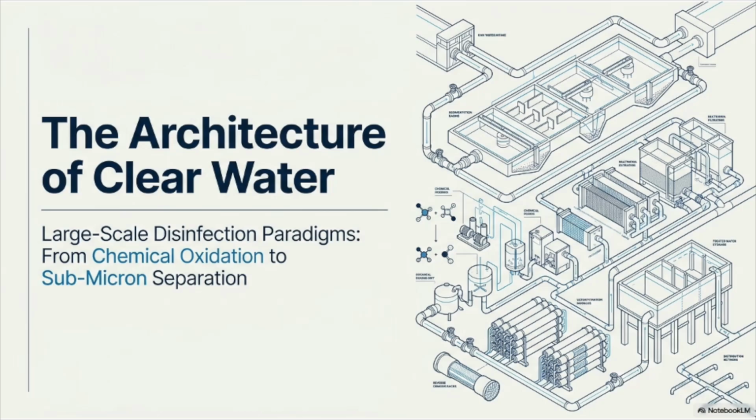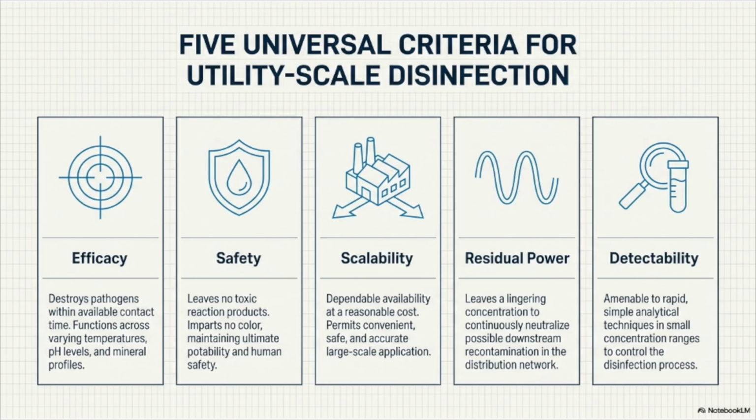sub-micron separation. Before choosing any disinfection method, water utilities must evaluate 5 universal criteria for utility scale disinfection. The first is efficacy, meaning the method must destroy pathogens within the available contact time and function across varying temperatures, pH levels, and mineral profiles.